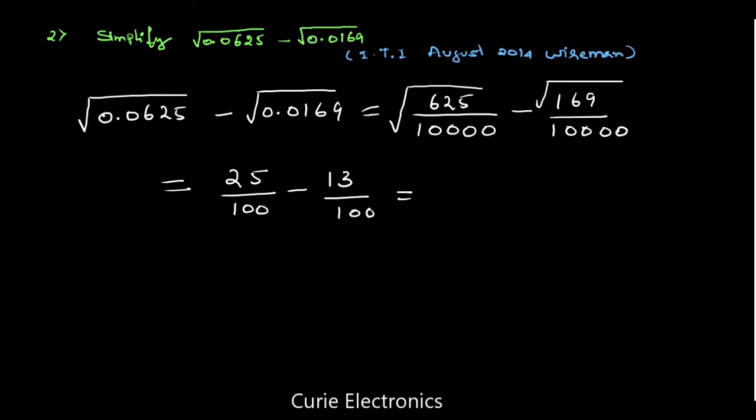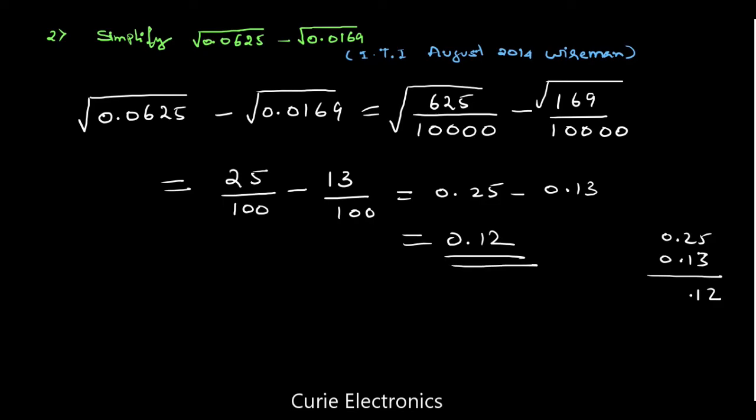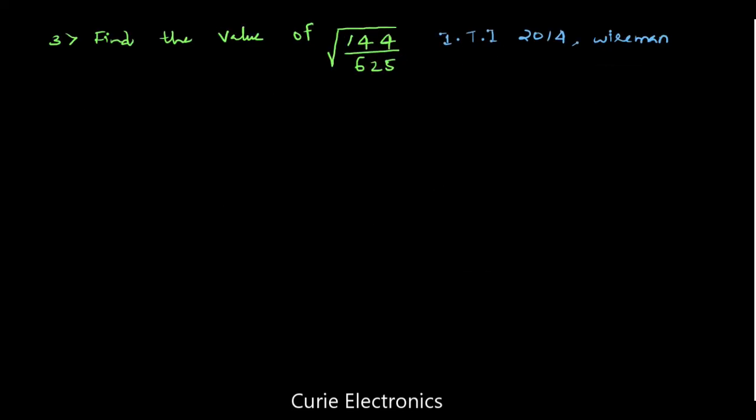Now we can put 0.25 minus 0.13. What do we get? 5 minus 3 equals 2, 2 minus 1 is 1. So it is 0.12. 0.12 is the answer. This is an MCQ, but I did not write the options. Okay, so let's solve the next question.